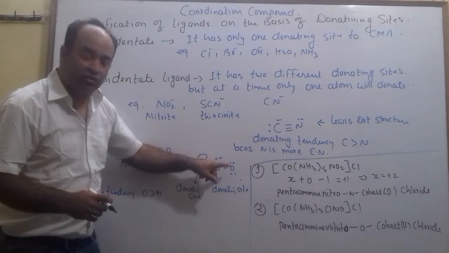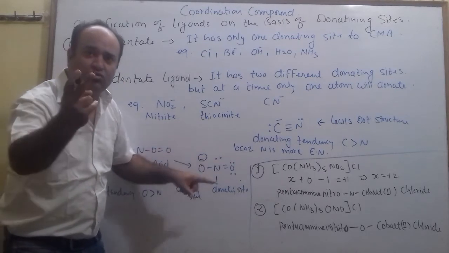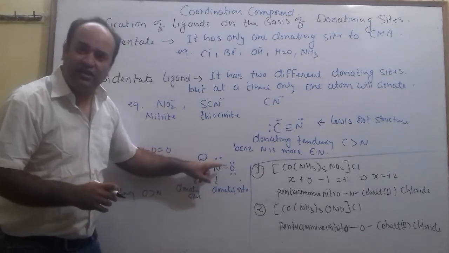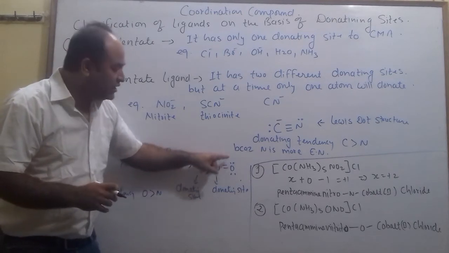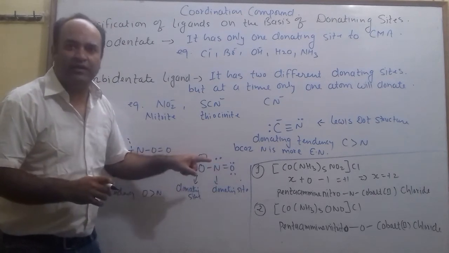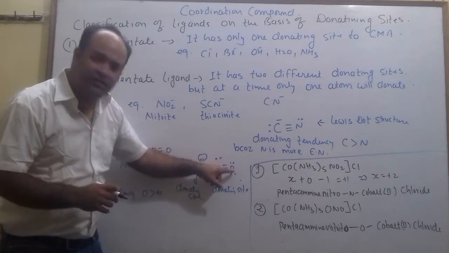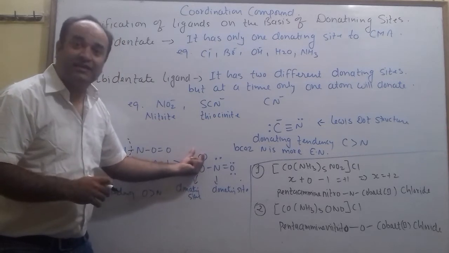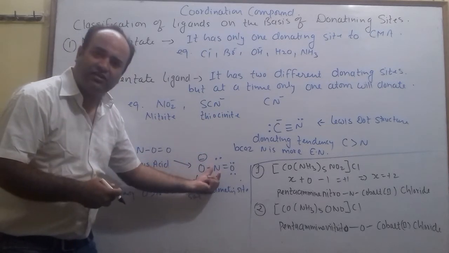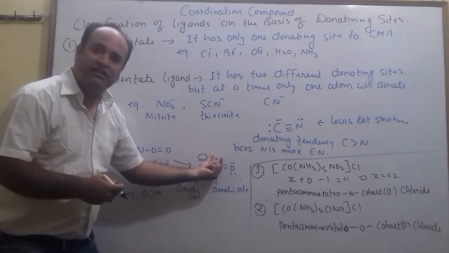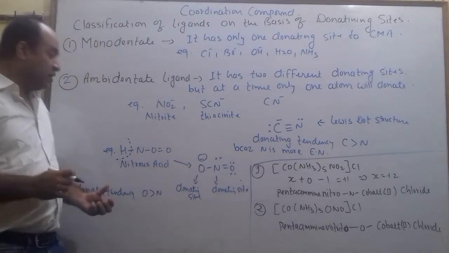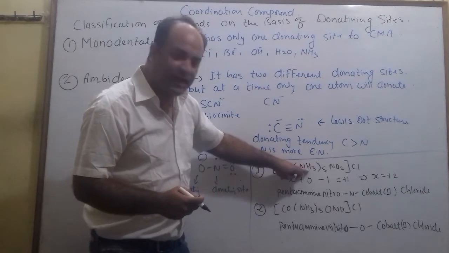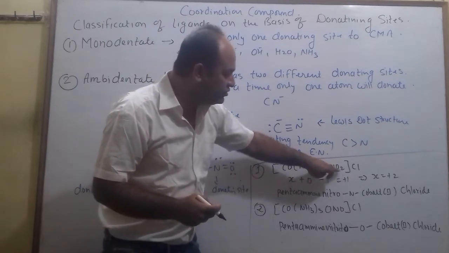But in this case, though this oxygen has 2 lone pairs, it cannot donate electrons because oxygen is satisfied with the double bond and its octet is complete. So this oxygen will not donate electrons. This oxygen will donate electrons because it has an extra electron, and this nitrogen can donate electrons because it has a lone pair. Okay, now we take 2 nomenclature examples of this: cobalt, NH3 5, NO2, Cl.